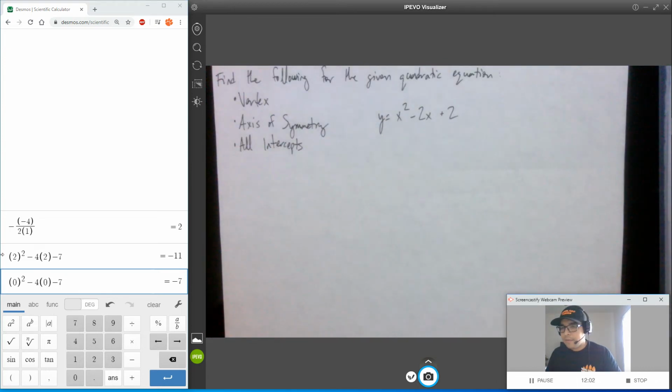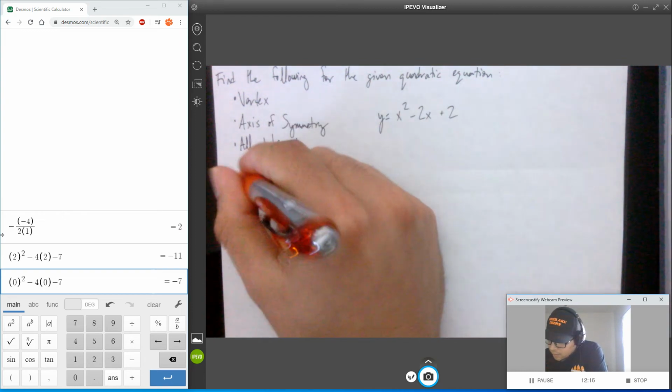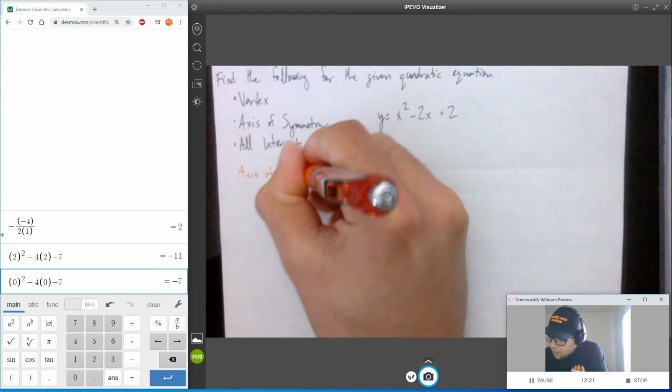All right, here we have another one. We have to find the following for the given quadratic: vertex, axis of symmetry, and all the intercepts. Okay, so here we have y equals x squared minus 2x plus 2. All right, so I'm going to go ahead and start with the axis of symmetry. I'm going to run through this one pretty fast.